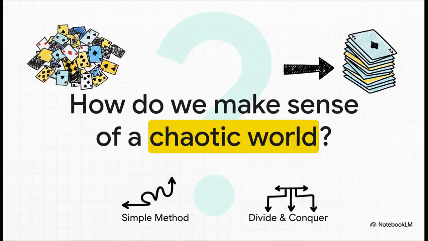But let's start bigger. Think about it. We humans are wired to create order out of chaos. We make lists. We put things in categories. We arrange stuff. It's just how we make sense of everything. And it turns out computers are facing the exact same problem, just with mountains and mountains of data.